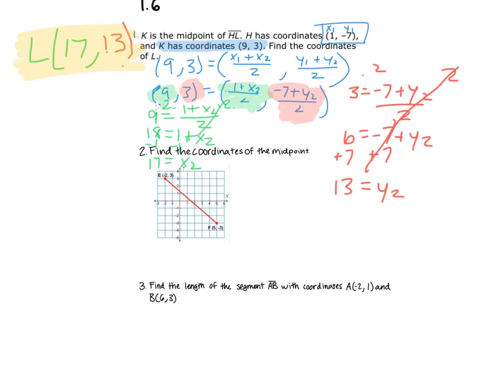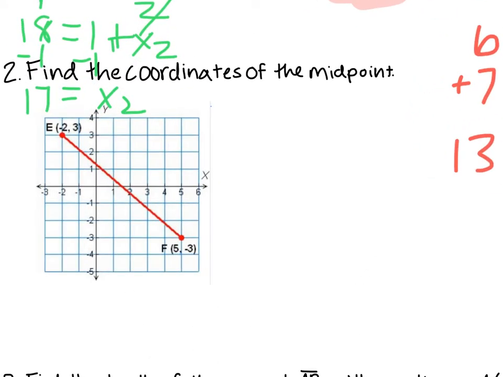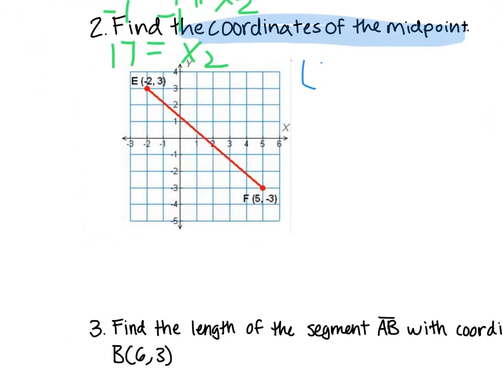Any questions on this one? Okay, so now let's look at number 2. Find the coordinates of the midpoint. So what equation would we use for this? The midpoint, because it's asking for the coordinates of the midpoint. So we have x1 plus x2 over 2 and y1 plus y2 over 2.